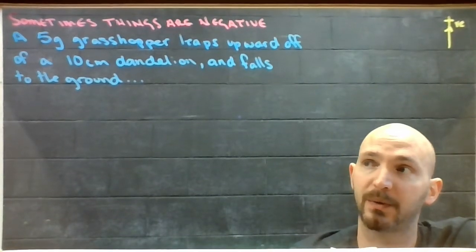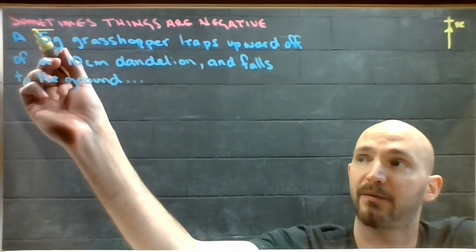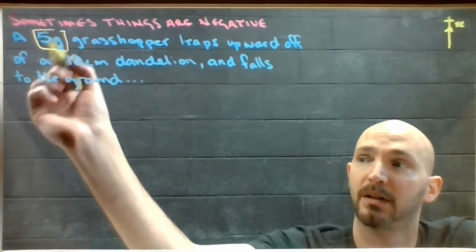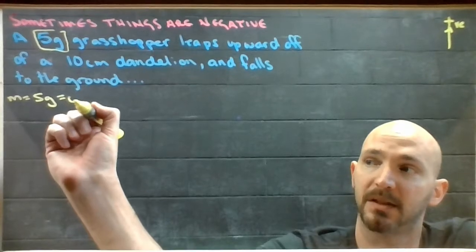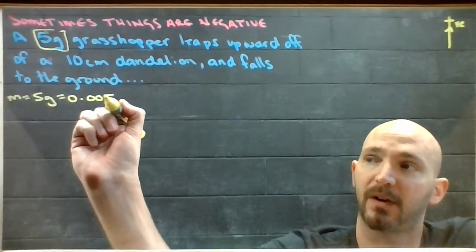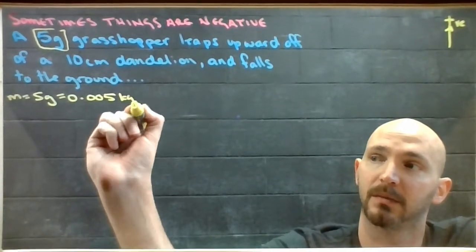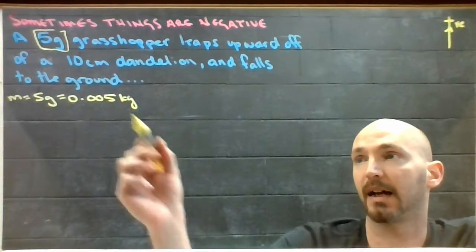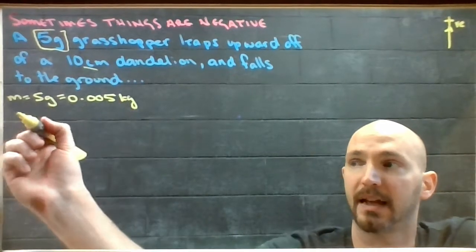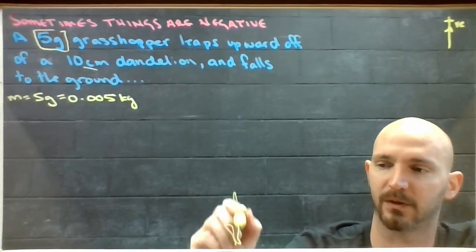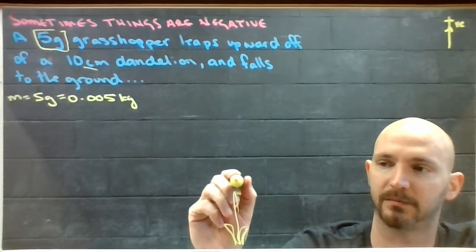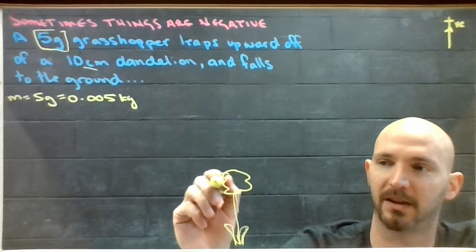So if I go through these variables then, I have 5 grams. So my mass is 5 grams, which happens to be 0.005 kilograms. And I have a 10 centimeter dandelion. So you have your flower, I guess that's what a dandelion could look like.